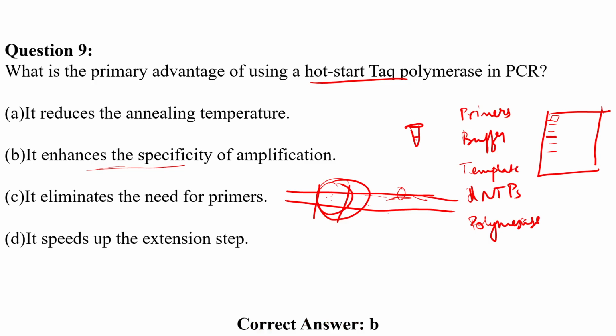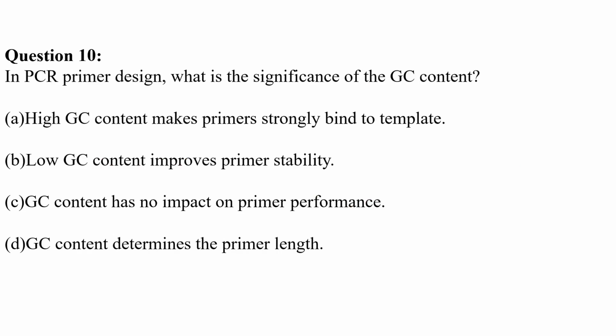Okay, so we'll move to the next question now, question number 10. In PCR primer design, what is the significance of the GC content? Option A, high GC content makes primers strongly bind to the template. Option B, low GC content improves the primer stability. Option C, GC content has no impact on primer performance. And option D, GC content determines the primer length. What is the role of GC content in PCR primer design?